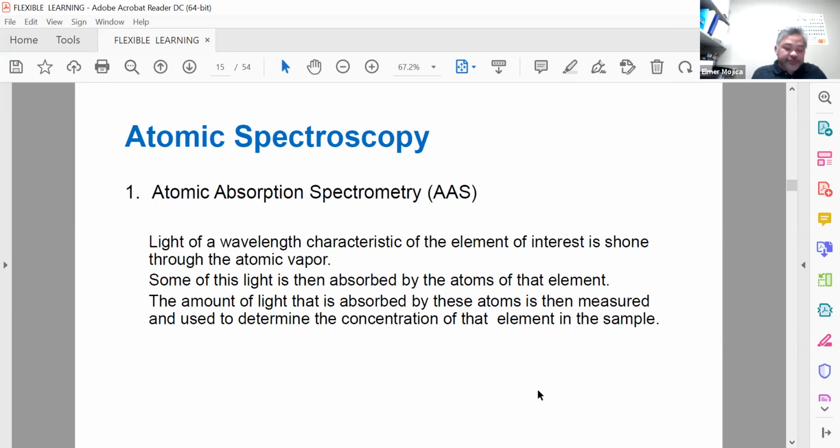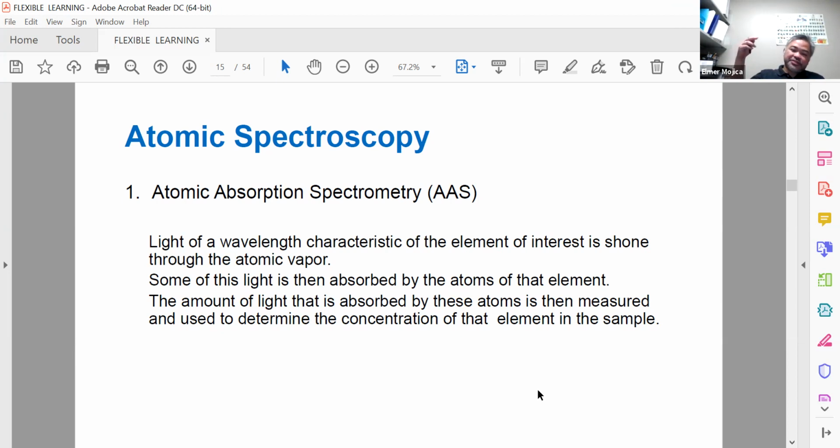Now, in atomic absorption spectrometry, or AAS, light of a wavelength characteristic of the element of interest is shone through the atomic vapor. Some of this light is then absorbed by the atoms of that element. The amount of light absorbed by the atoms is then measured and used to determine the concentration of that element in the sample. So the light that is absorbed by the atoms is the one that is going to be measured.